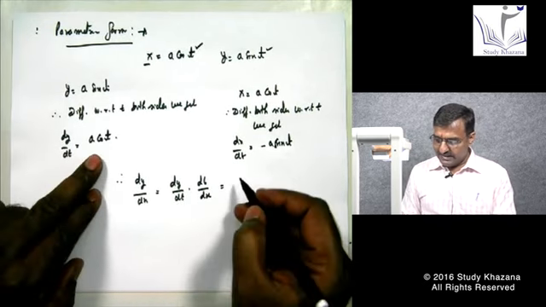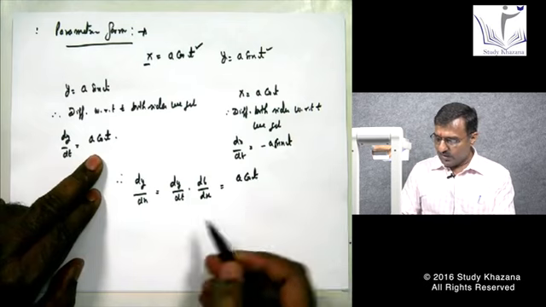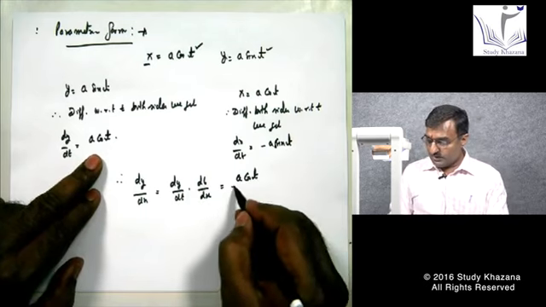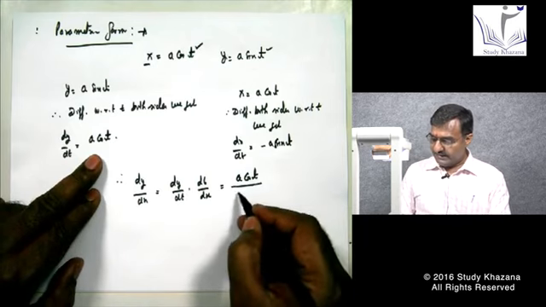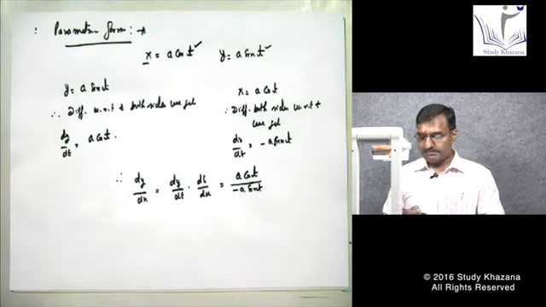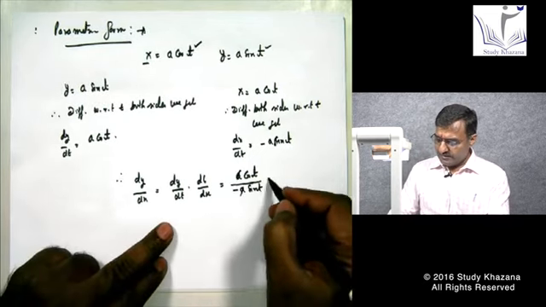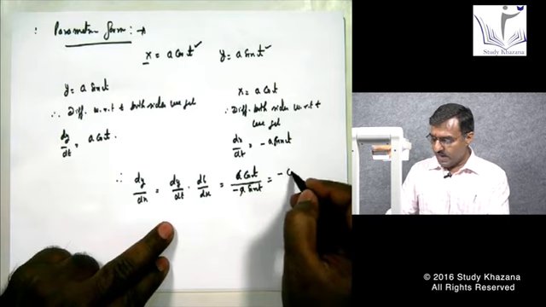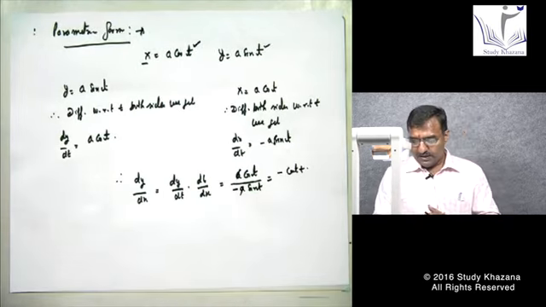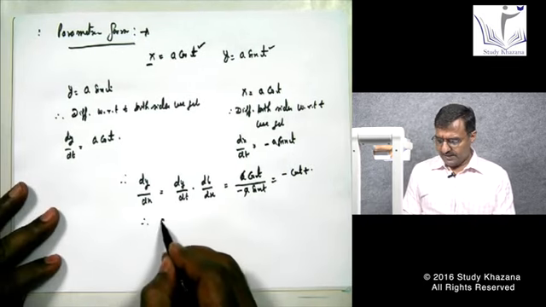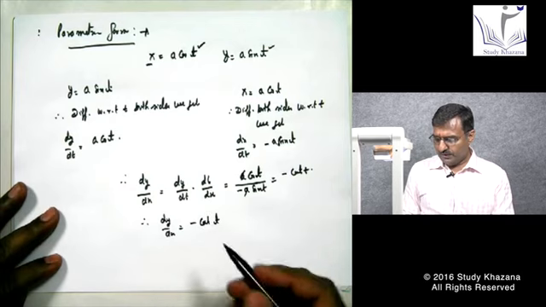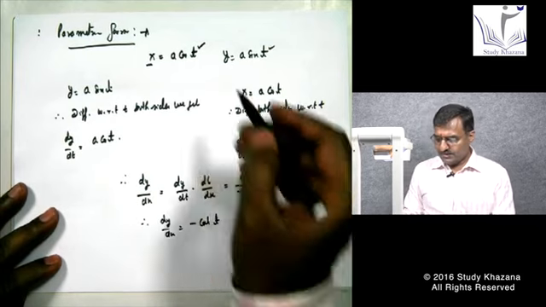What is dy by dt? dy by dt is a cos t, and what is dt by dx? Here we have to take the reciprocal. So here I will write minus a sin t. This will get cancelled and this will become minus cot t. So this dy by dx becomes minus cot t.